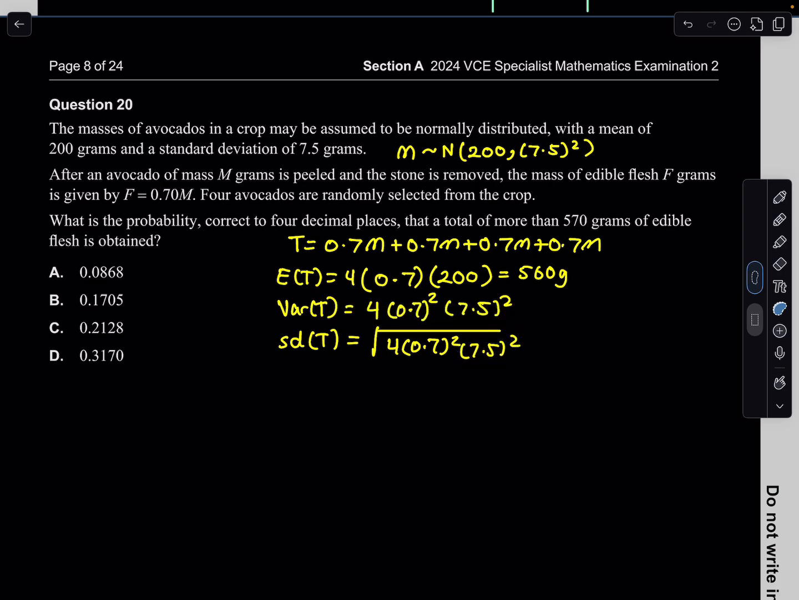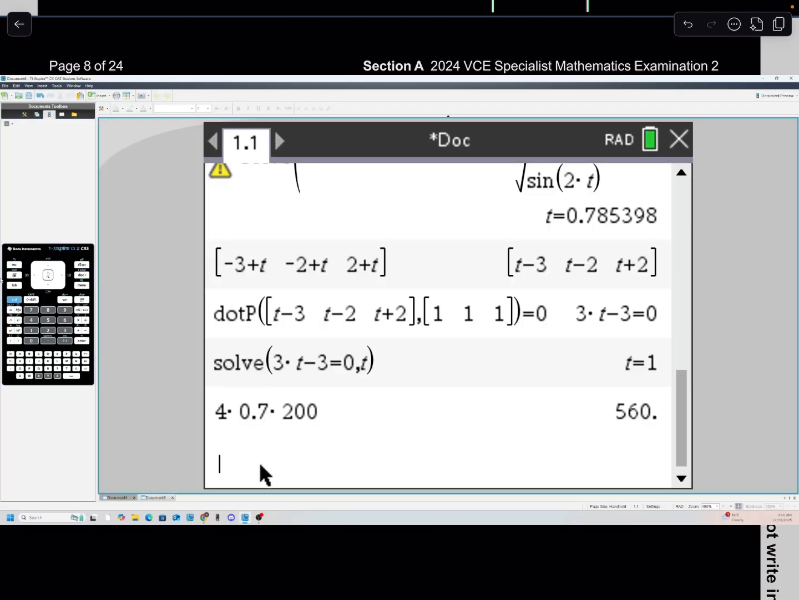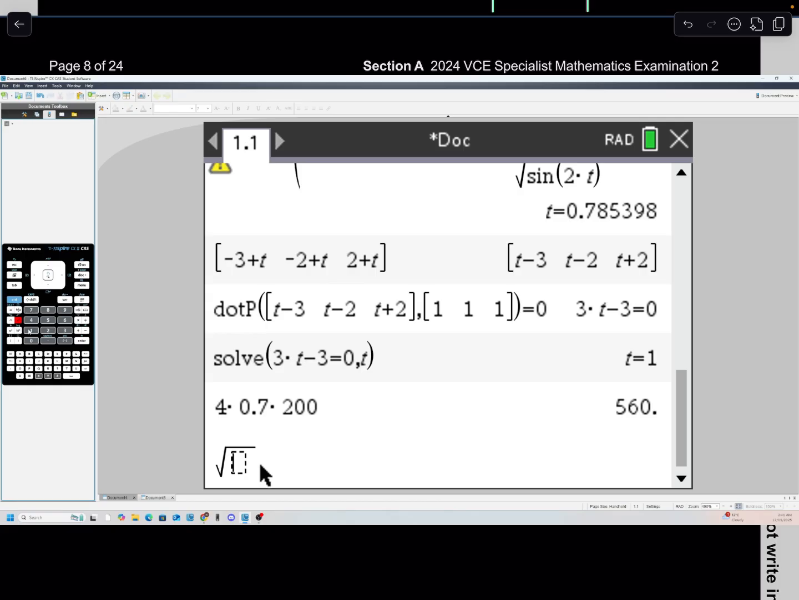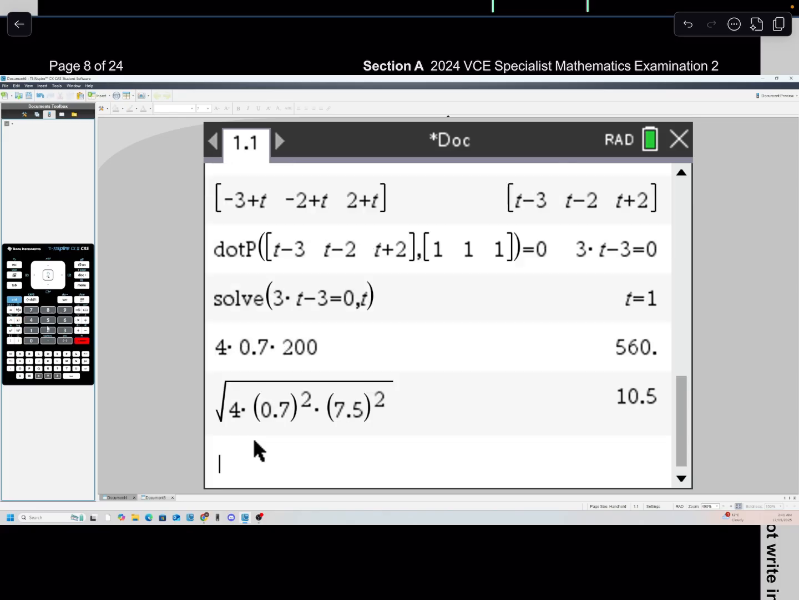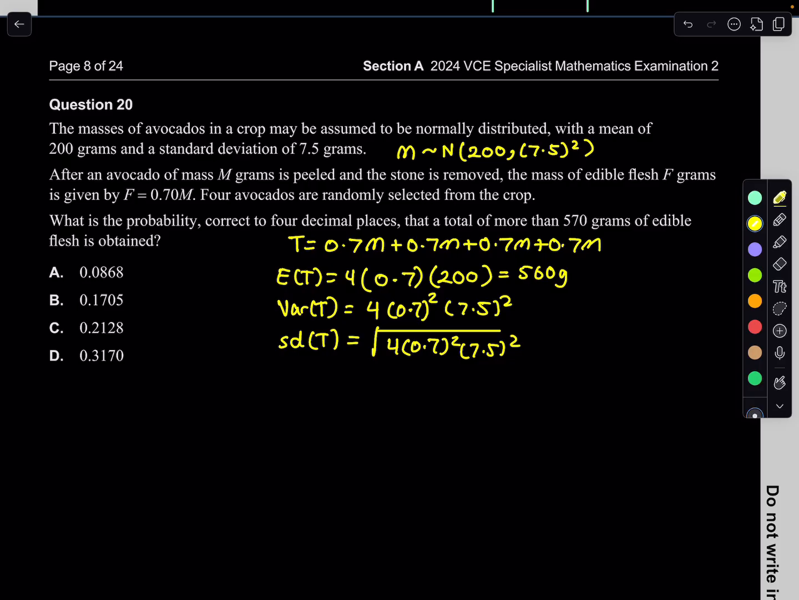Because we can simplify it just using our CAS. I feel really tired, so I'm just trying to get this: 4 times 0.7 squared times 7.5 squared. And that's 10.5 grams. And so this is your standard deviation.